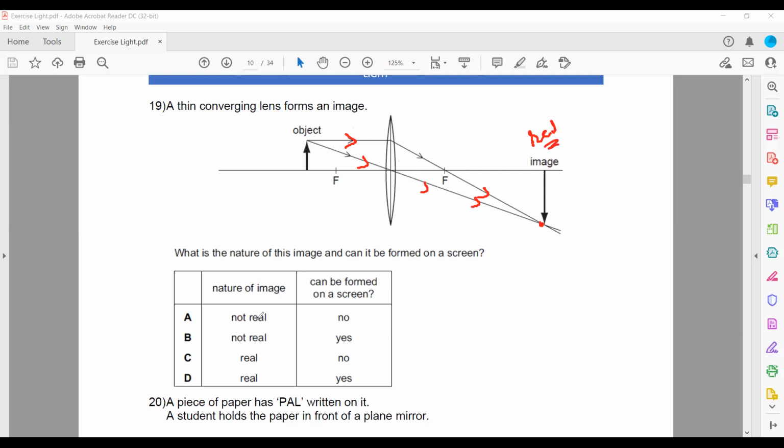And whenever we have a real image, it can be taken or seen on the screen. So real images can be seen on a screen. Virtual images cannot be seen or taken on a screen. Is it clear?